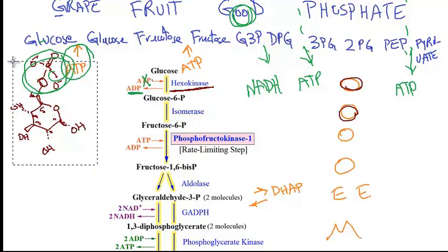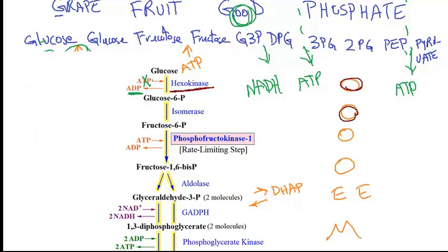Now the next reaction, via the isomerase enzyme, glucose 6-phosphate will be converted into fructose 6-phosphate, which is still in the ring structure, but it's a 5-membered ring. So let's draw the structure of fructose 6-phosphate now.